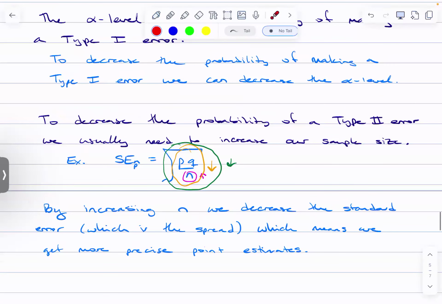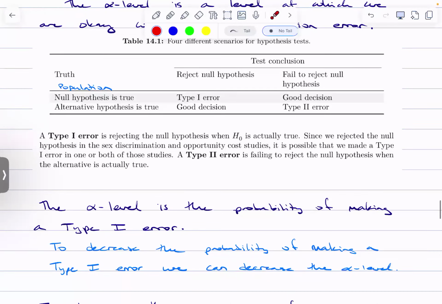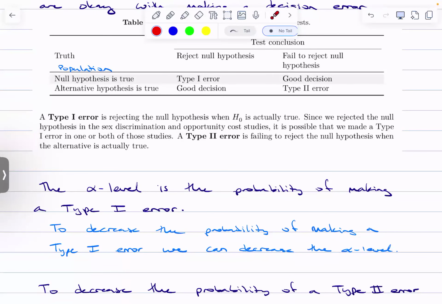And from more precise point estimates, we can feel more comfortable with failing to reject the null hypothesis if that's actually the case, right? If the null hypothesis is true, you don't want to be failing to reject it just because you didn't have enough evidence, right? And that's why we use that phrasing: you have enough evidence to reject H naught, that kind of thing.